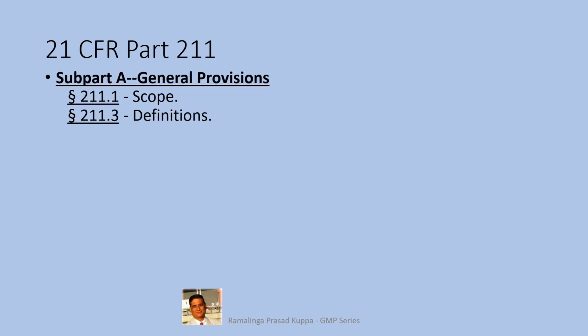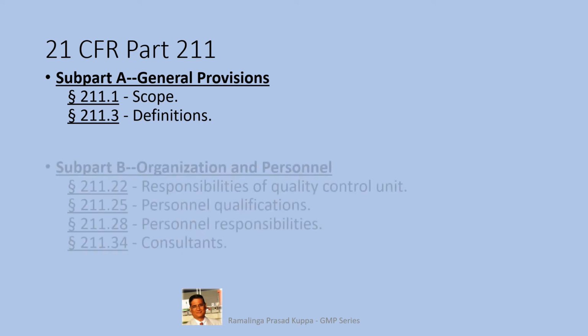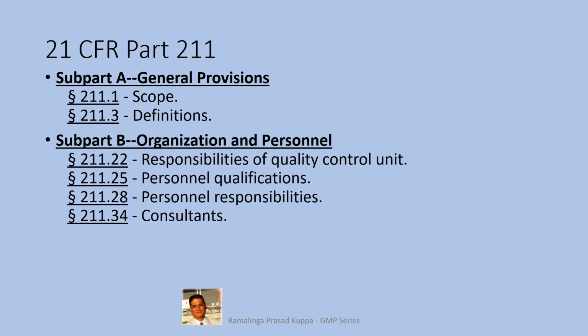Similar requirements are mentioned in 21 CFR Part 211. The details are as follows. Subpart A, General Provisions. 211.1 is Scope. 211.3 is Definitions. Subpart B is Organization and Personnel. 211.22 is Responsibilities of Quality Control Unit. 25 is Personnel Qualifications. 28 is Personnel Responsibilities. 34 is Consultants.